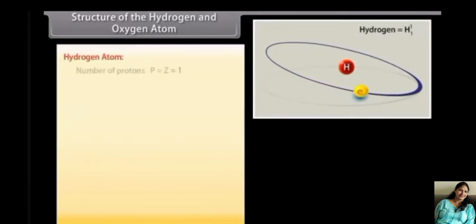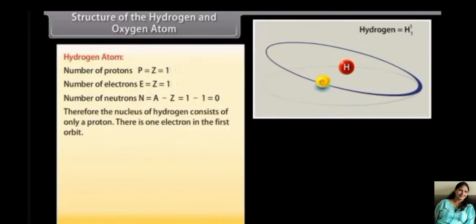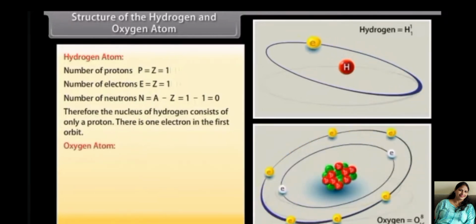Structure of hydrogen and oxygen atom is another topic. Hydrogen atom, number of protons P is equal to Z is equal to 1. Hydrogen consists of 1 electron only. Number of electrons is represented by E, and the number of neutrons in hydrogen is 0. Therefore, the nucleus of hydrogen consists of only a proton. There is 1 electron in the first orbit.